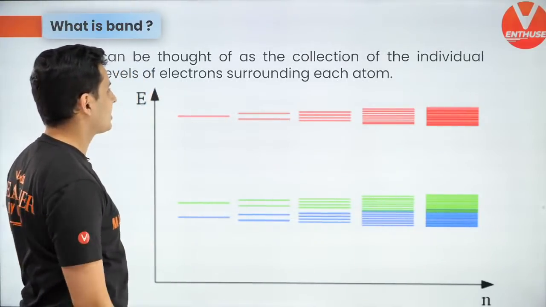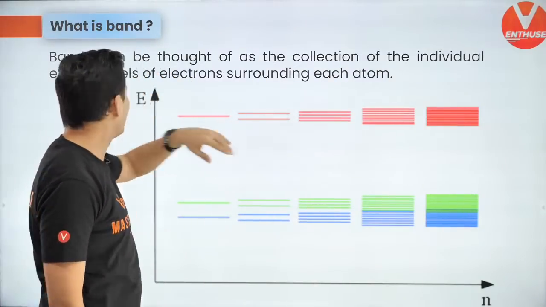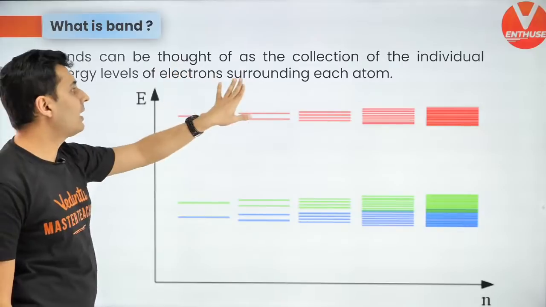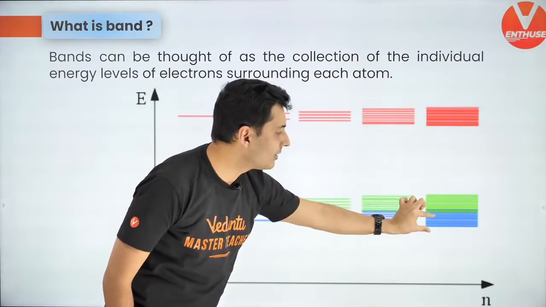Continuous lines almost. Yes. So bands can be thought of as the collection of individual energy levels of electrons surrounding the atom. So this is one band. This is another band. This is another band.